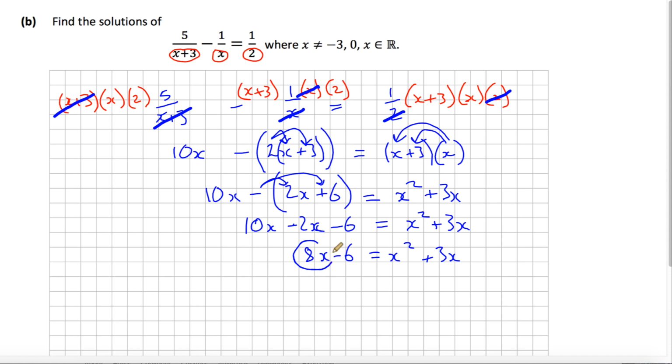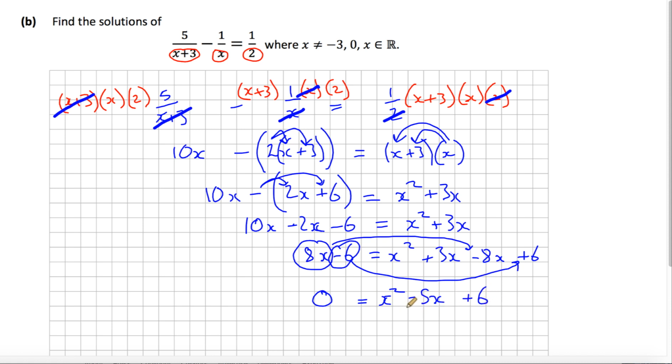Okay, now I'm going to bring everything over to the right and form a quadratic equation. Bring this over, change its sign to plus 6. So on the left now I've got 0 is equal to x squared. 3x minus 8x is minus 5x. And then I have my plus 6. Okay, so now here's my quadratic equation.